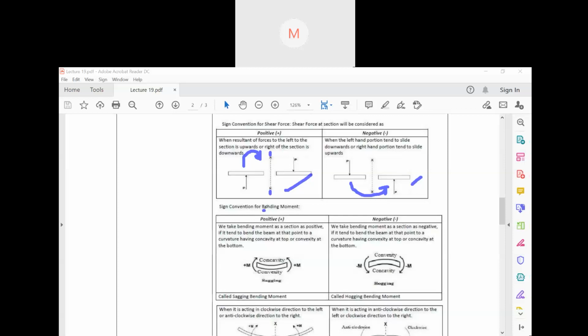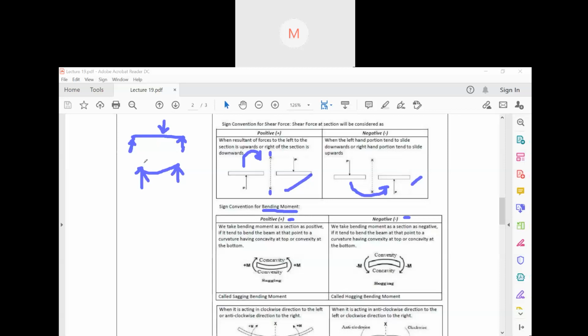Now the next one, bending moment. Bending moment is the sum of the moments acting on either the right or left side of the structure. In bending moment we have positive and negative. In the presentation I showed you: suppose this is a beam, and a certain load is applied, and this is the support. If the load is applied from this side, it will sag down. This is known as sagging.